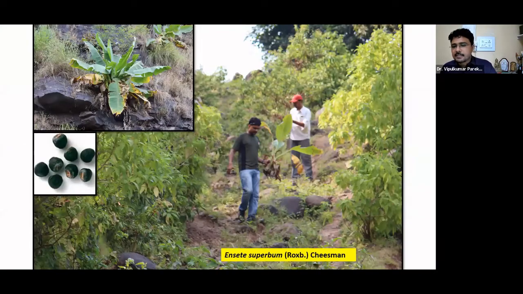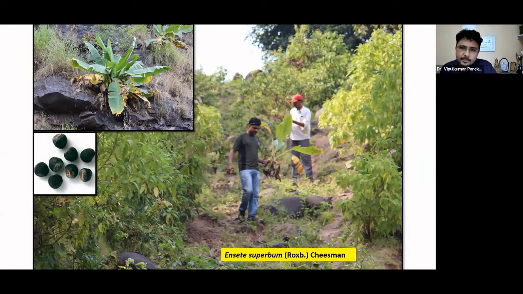We have also conserved the Ensete superbum. There are many stories behind that, but we don't have time to discuss right now. That's why I'm skipping some in between. Ensete superbum, this is a diploid banana, also called wild banana. It bears seeds, and this seed has antiviral properties.